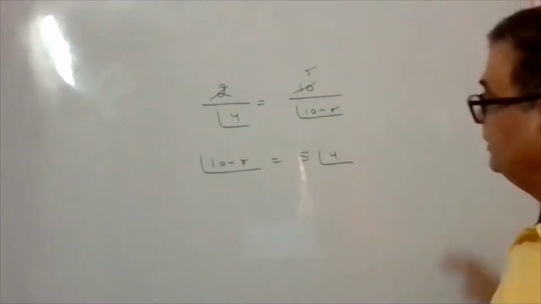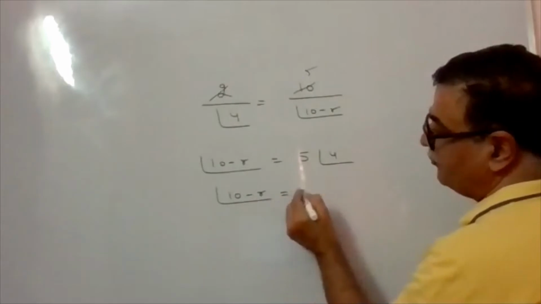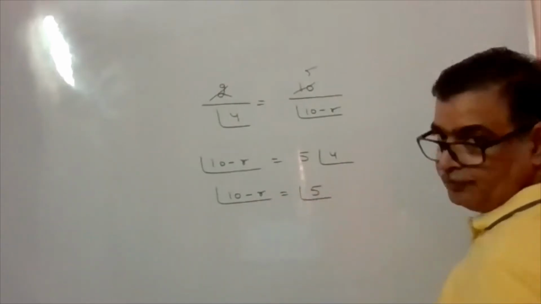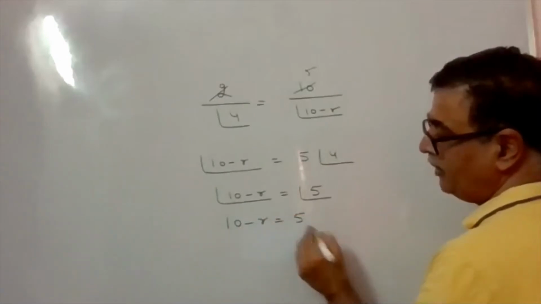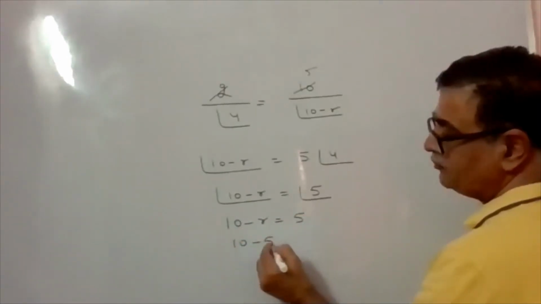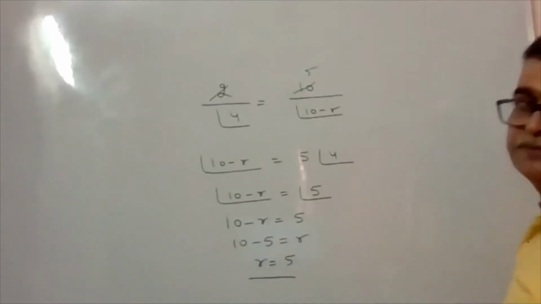Is it right? Then we will write this as factorial 10 minus r will be factorial 5. And then clearly 10 minus r is coming 5. So 10 minus 5 is coming r. R is clearly the answer as 5.